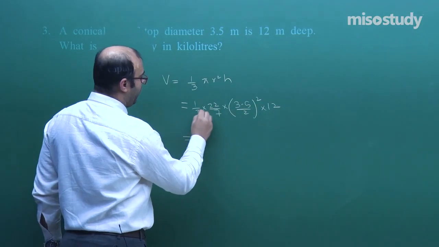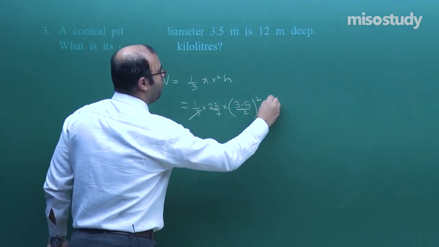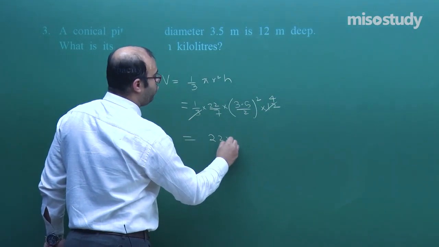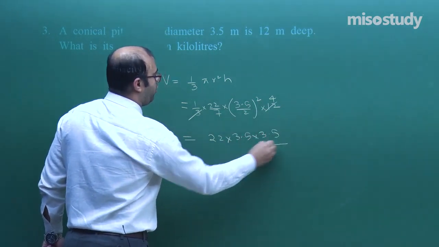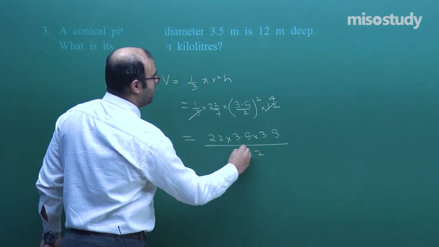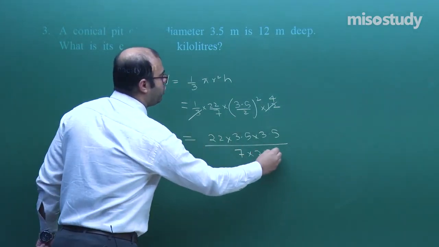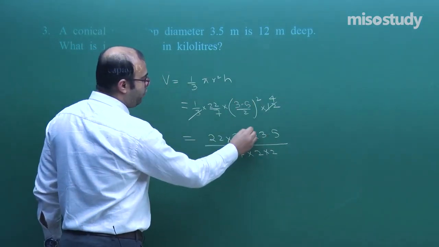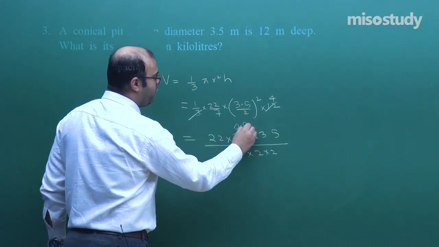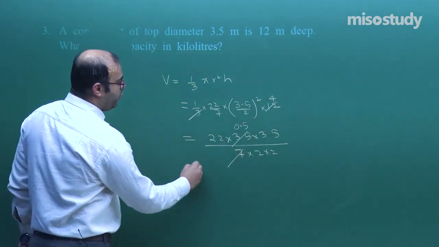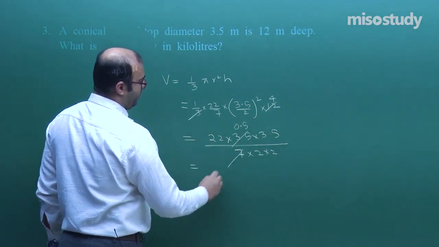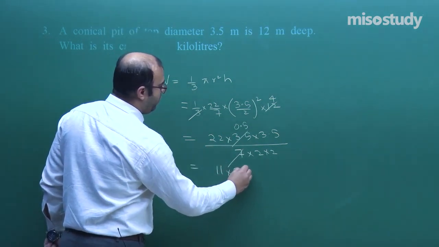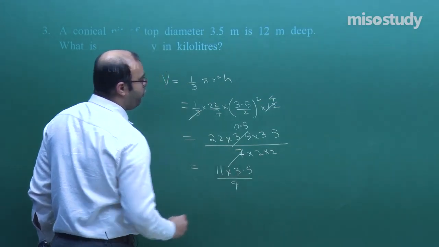Now, what we can do, we can write it like this: 3, 4, 12, and this is 22 into 3.5 into 3.5 upon 2 and 2 again, because it is a square, and here it is 7. So, 7, 5 is 35, this will become 0.5 here, and then 0.5 into 22 is 11, 11 into 3.5 upon 2 into 2, 4.